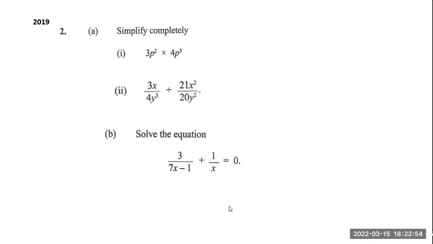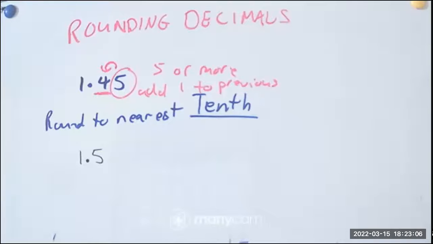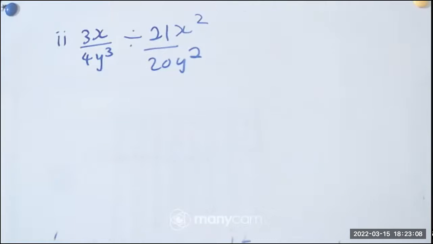So we have 3x divided by 4y cubed, right? That's one part of the fraction divided by 21x squared over 20y squared. So I'm just going to stop share so we can see the video, which I'm going to write the answer on the whiteboard. So let's walk through this problem.